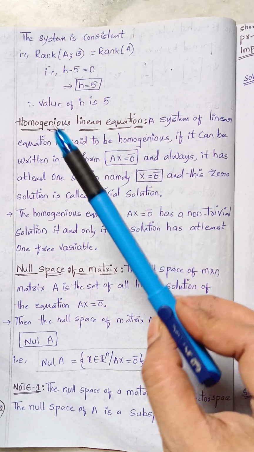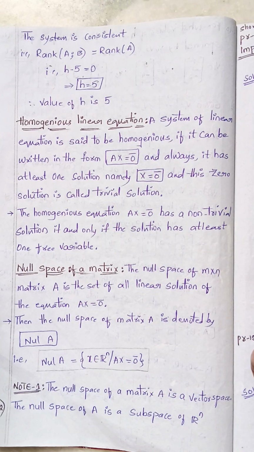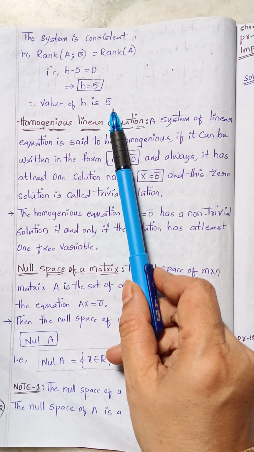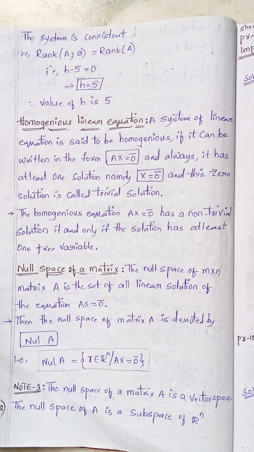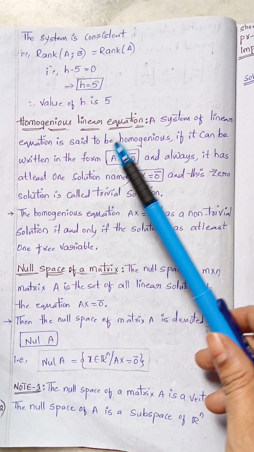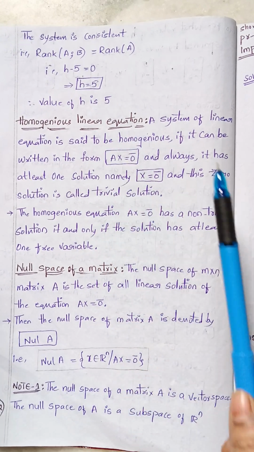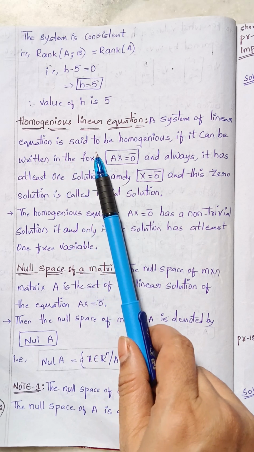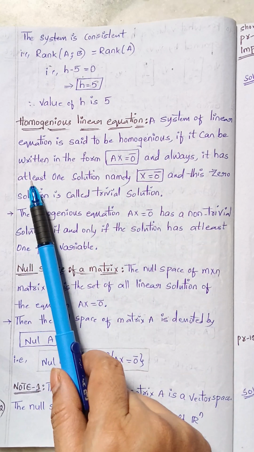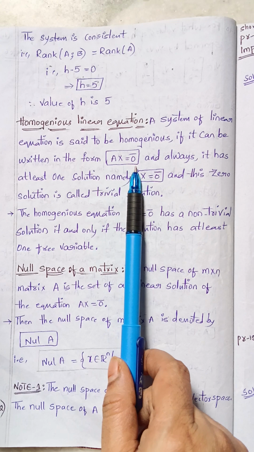So if y can be expressed as a linear combination of the given three vectors, then what is the value of h? 5. Now today we will discuss some more topics, homogeneous linear equations. A system of linear equations is said to be homogeneous if it can be written in the form Ax equals 0 bar.